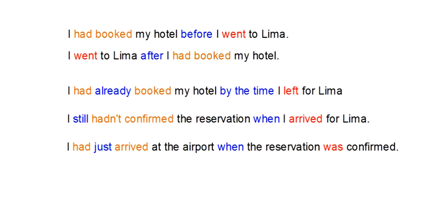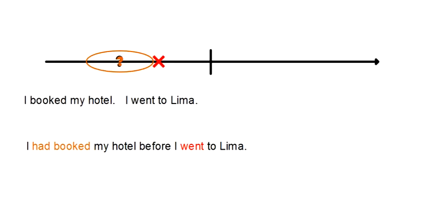Let's go back to the timeline now. Let's move everything forward a little bit. Now the red action, the action in the red X, is in the present. I am in Lima in this moment. Still in the past, I booked my hotel. That happened before this moment. But currently, I'm in Lima.